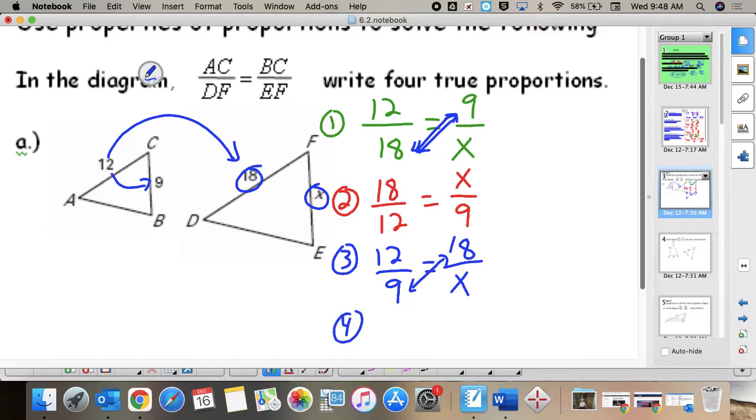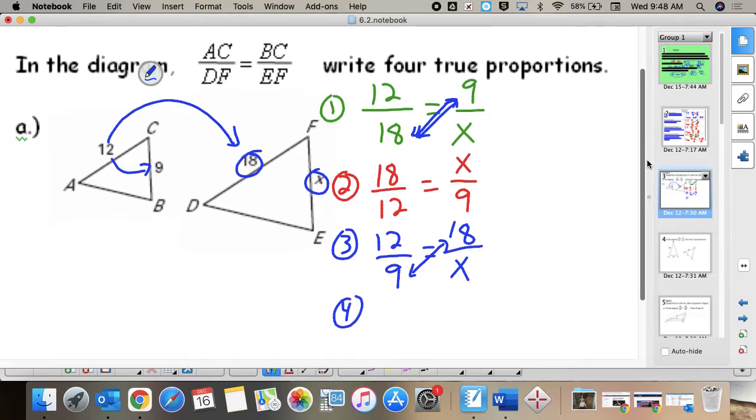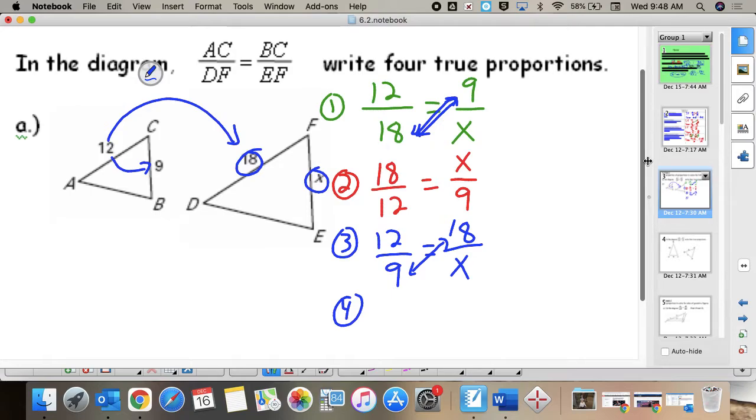Our last one then is known as your adding denominator. Basically saying that I can take this denominator and add it to the top here, take this denominator and add it to the top here. So that's 12 plus 18 over 18 equals 9 plus X over X. Those are your 4 true proportions. And then it says write our 4 true proportions. So there's all 4 of them.